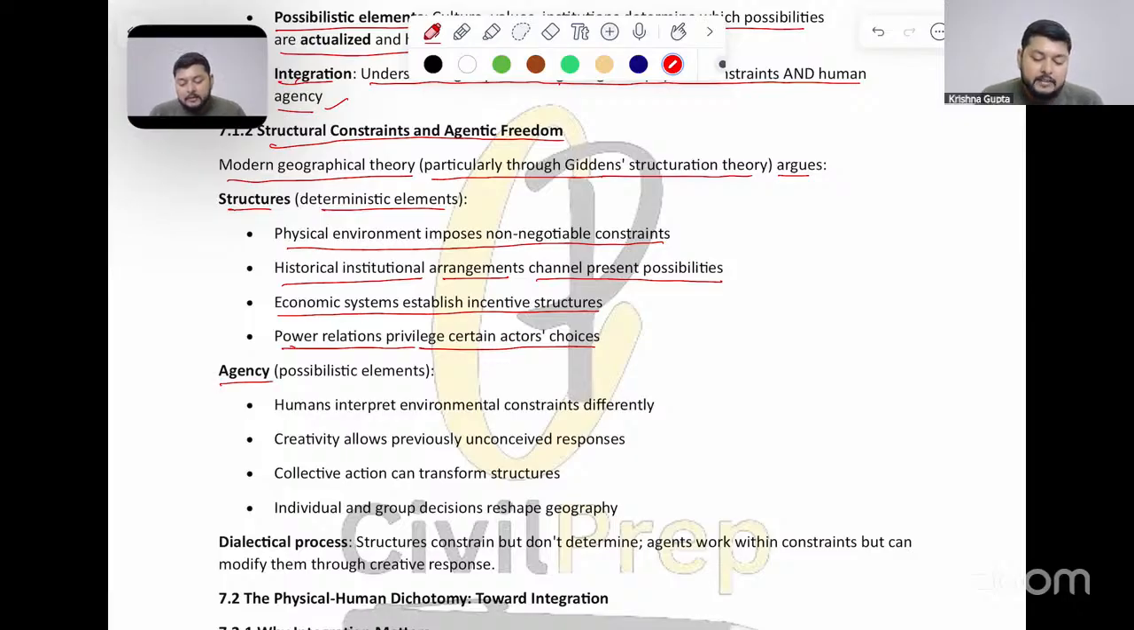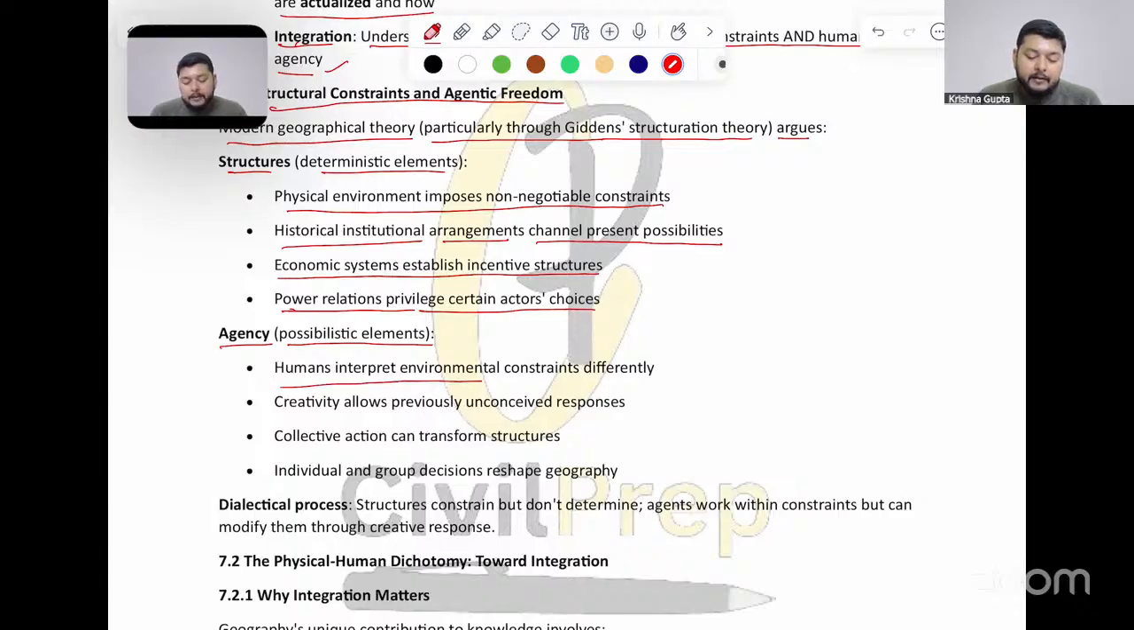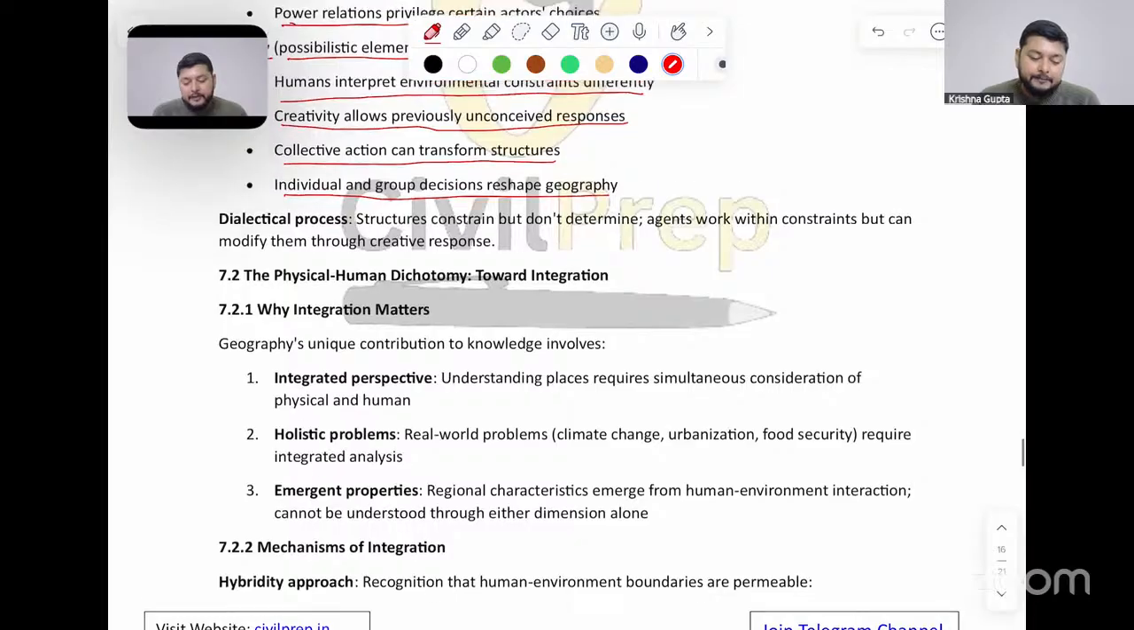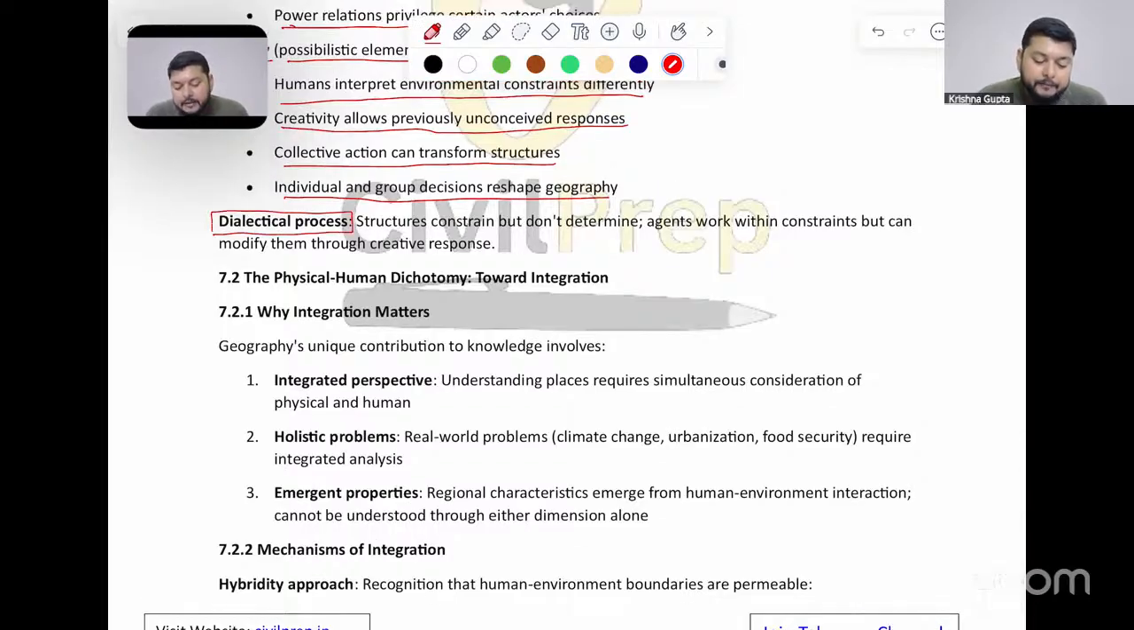When we talk about agency, which is a possibilistic theme here, humans interpret environmental constraints differently, while creativity allows previously unconceived responses. Collective action can transform structures, and individual and group decisions reshape the geography here. When we talk about the dialectical process, structures constrain but don't determine. Agents work within constraints but can modify them through creative responses. This is the interlinking of the deterministic thought and the possibilistic thought in terms of structures and agency, which are limiting each other and also creatively modifying each other. Then the physical-human dichotomy towards integration in this aspect.